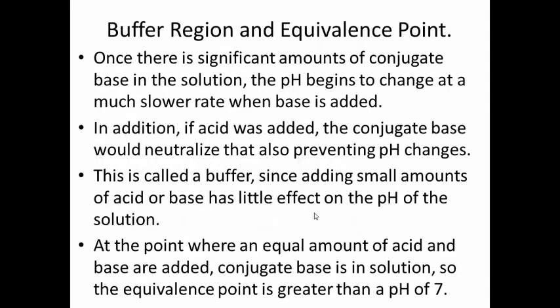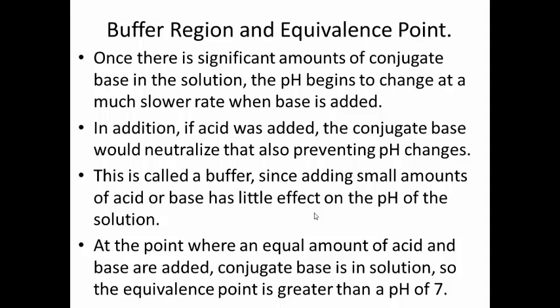So what we end up with is a region in there where we call it the buffer region. And the reason is that once you have significant amounts of conjugate base in the solution, the pH will begin to change at a much slower rate when you add more base, because adding base, it's already somewhat basic at that point. So if we add acid to it, the conjugate base would neutralize that also, preventing a pH change in the negative direction. So what you have is a situation where by adding acid or base, your pH is not going to be affected very much by it. So this is called a buffer, since adding small amounts of either an acid or a base won't change the pH. So it kind of protects the solution.